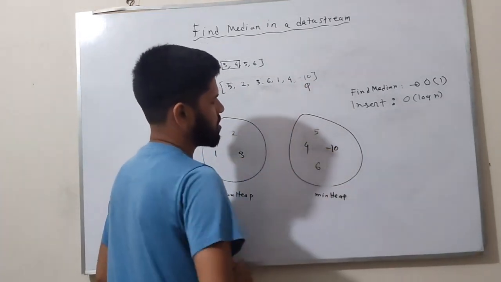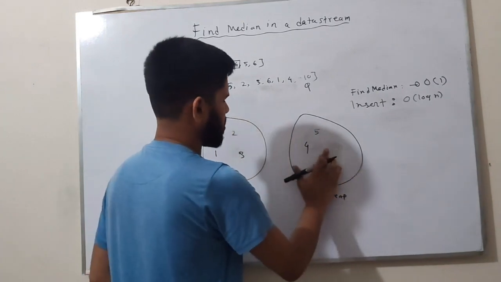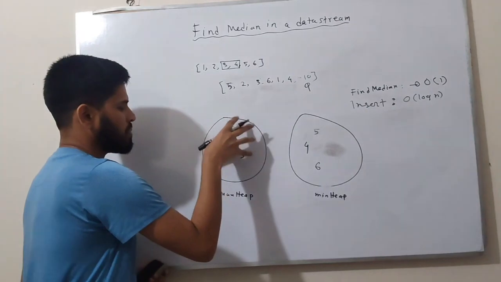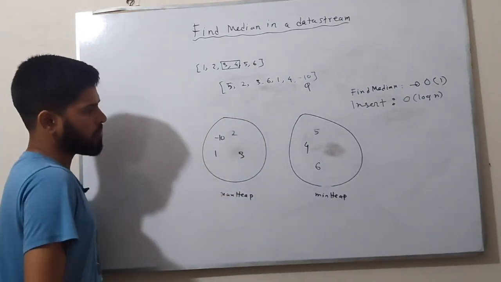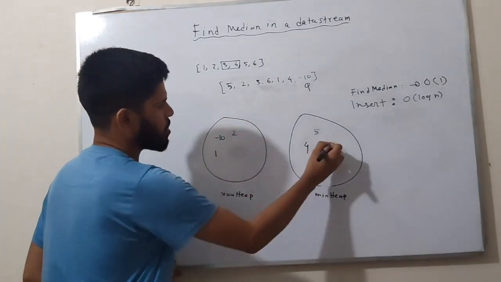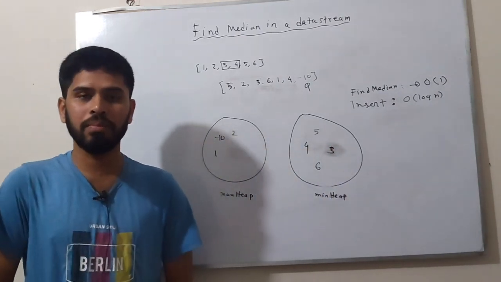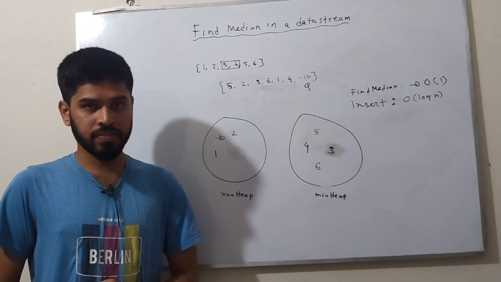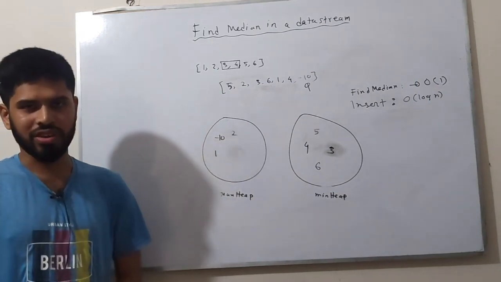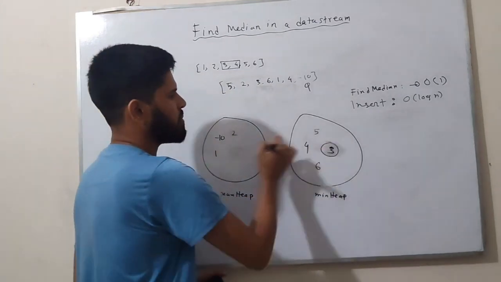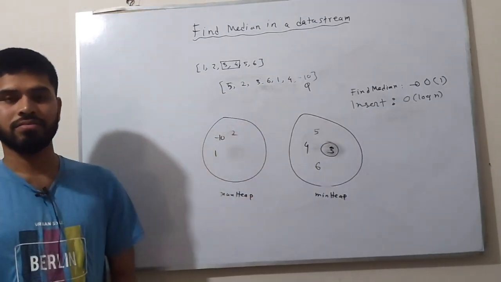Let's insert here. Let's remove the min. Min is minus 10. Let's put it back here. We see the size of min heap is less than max heap. What are we going to do now? We're going to remove the max and we're going to put it back here. Now tell me the median. Can you tell me the median from this stream? That is obvious. It is not difficult. It is 3, the minimum from the right.